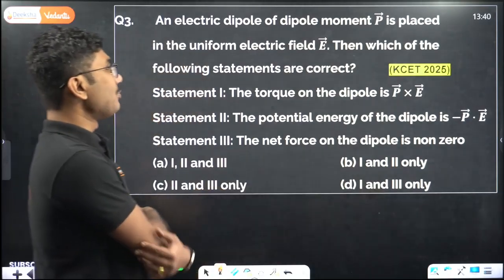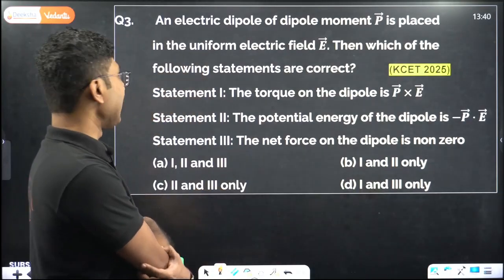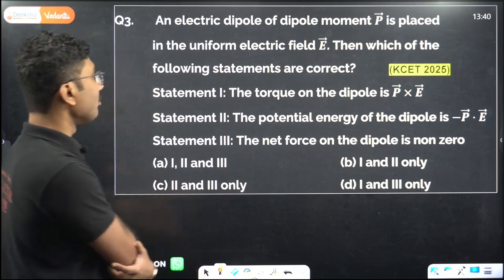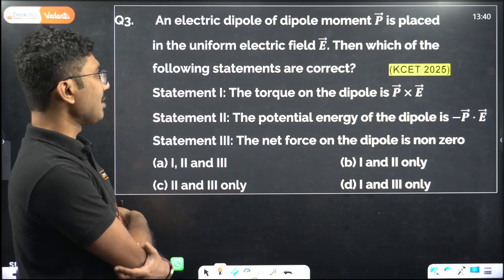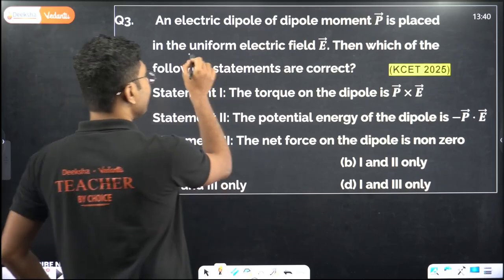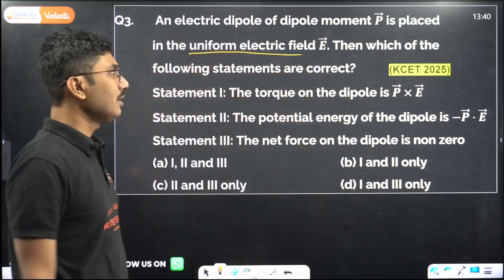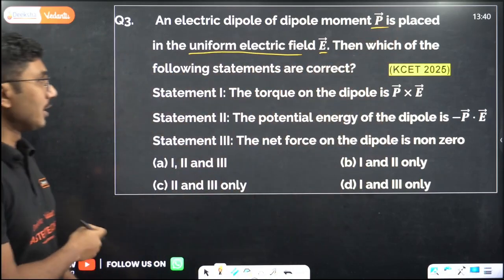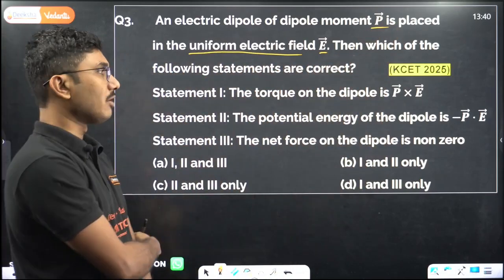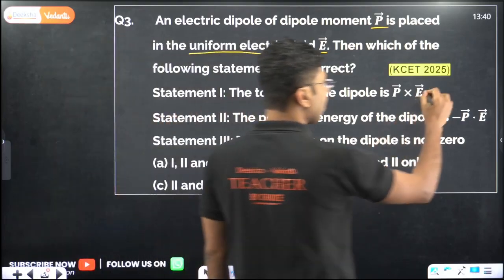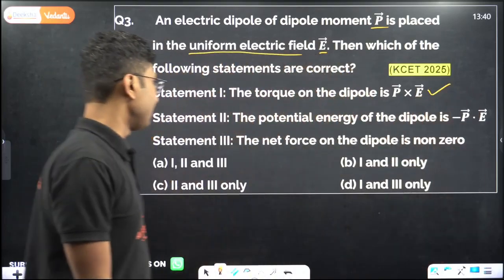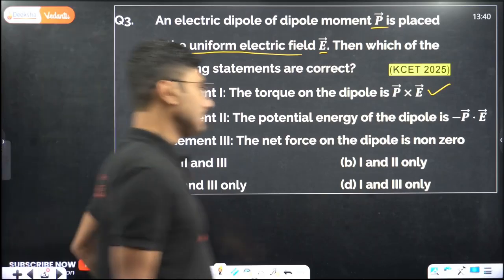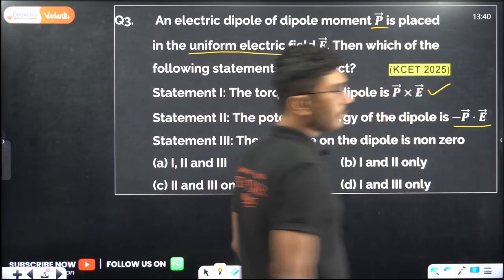An electric dipole of dipole moment P is placed in the uniform electric field E. Then which of the following statements are correct? Statement number 1. So first of all, this is a uniform electric field. The electric field is E, the dipole moment is P. So torque on the dipole is P cross E. We have seen that. So this is a correct statement. The potential energy of the dipole is minus P dot E. This is also correct.